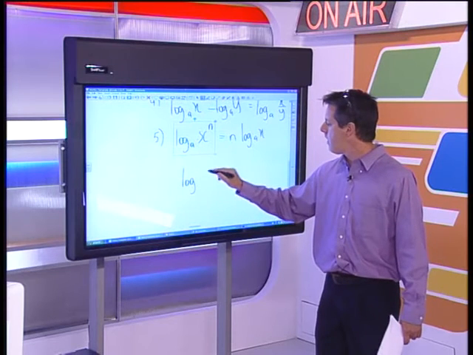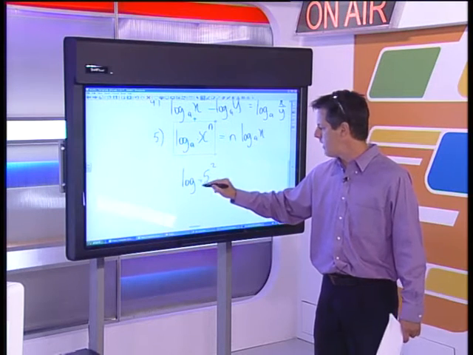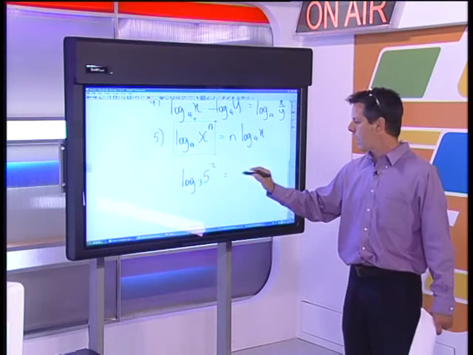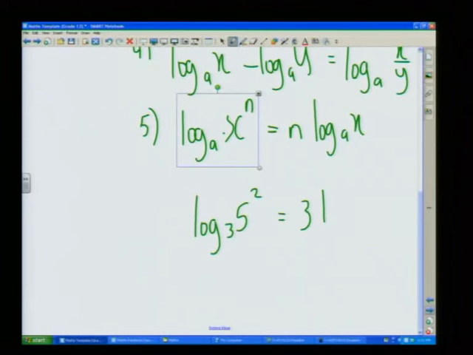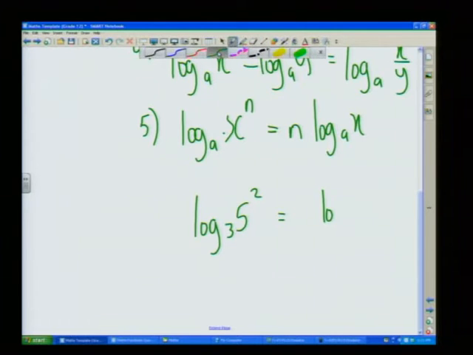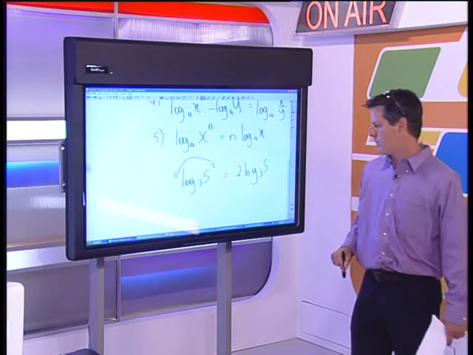If you've got the log of 5 to the power of 2 base 3, I'm allowed to write that as 3. I'm sorry, excuse me. It's got to be 2. I'm allowed to make mistakes, aren't I? Okay, so I take the 2 to the front, 2 log, and that is 5 base 3. I take the power to the front.